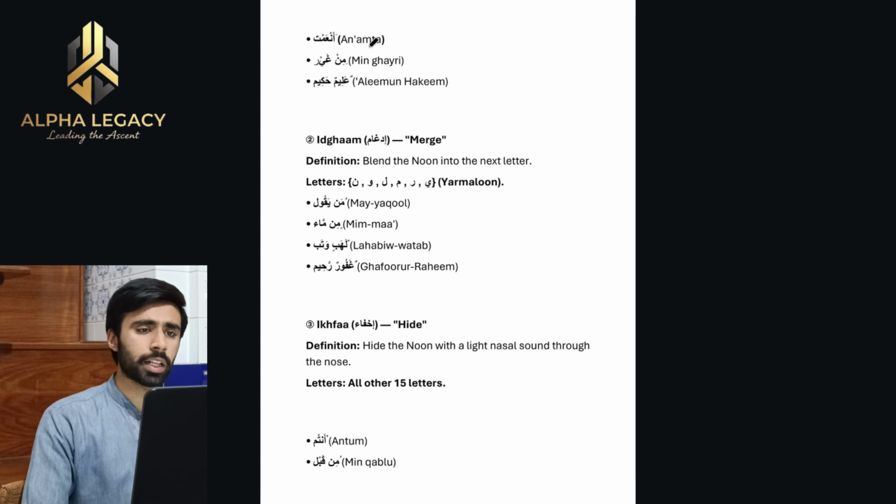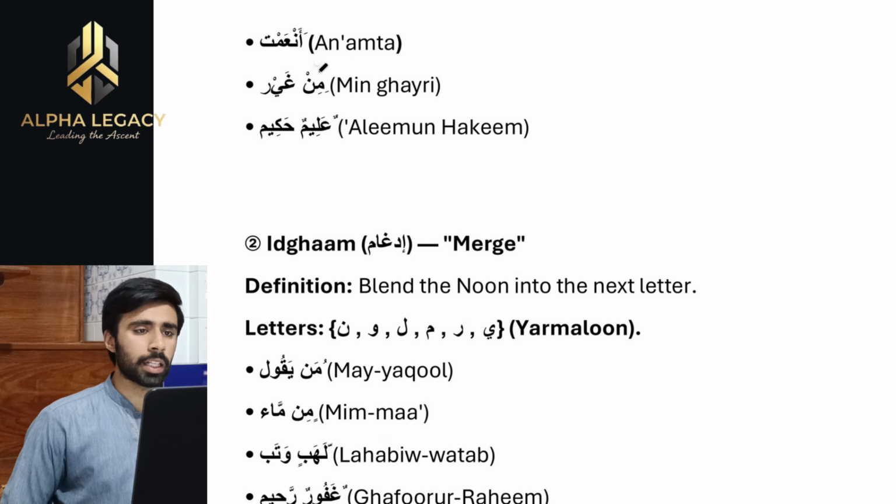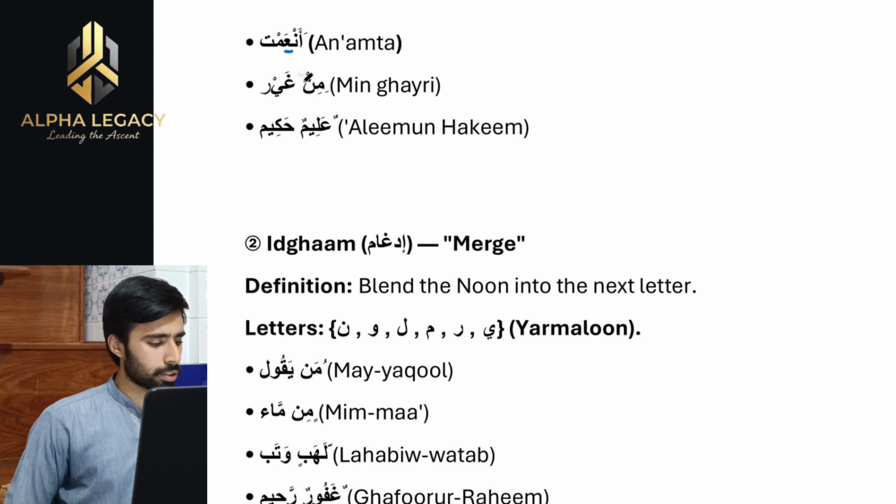move to the second example, which is an'amta. Here you can see that the letter ain is part of the throat letters, so because of this we can pronounce this word an'amta. Here we have to pronounce the noon sound very clearly without taking it from the nose, because I already told you that when noon sakin or tanween comes before throat letters, izhar happens.